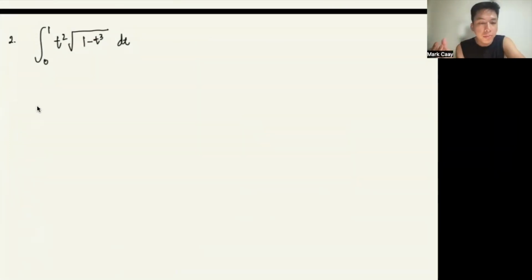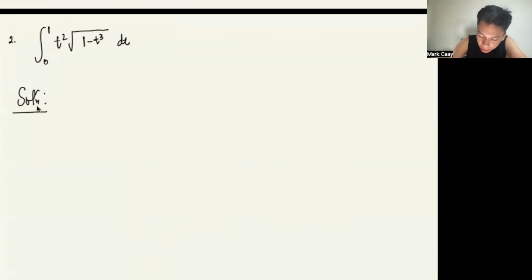Okay, so how about number 2? We have the integral of t squared times the square root of 1 minus t cubed dt, evaluated from 0 to 1. This looks a bit more complicated compared to number 1, but it's not that complicated. It's just a matter of technique. So here we will use substitution. I can replace this one here.